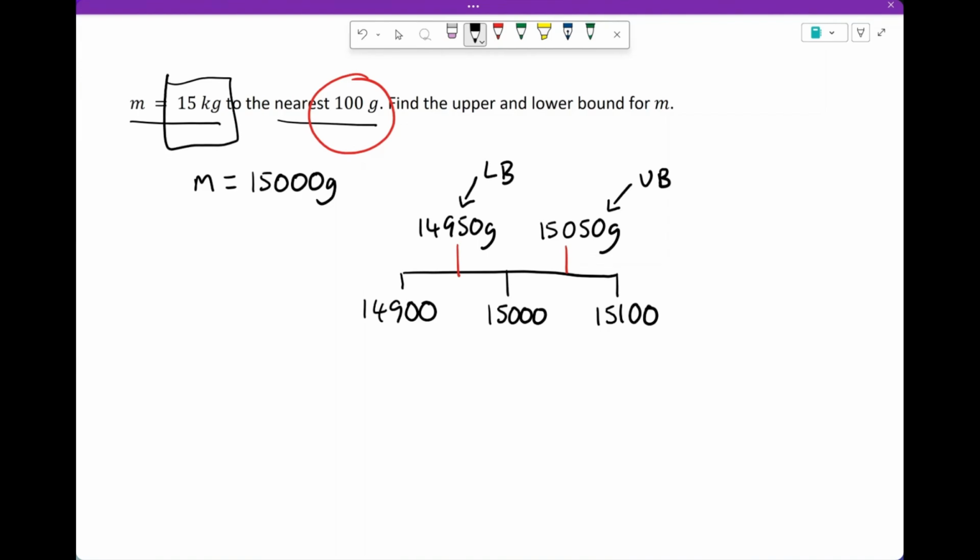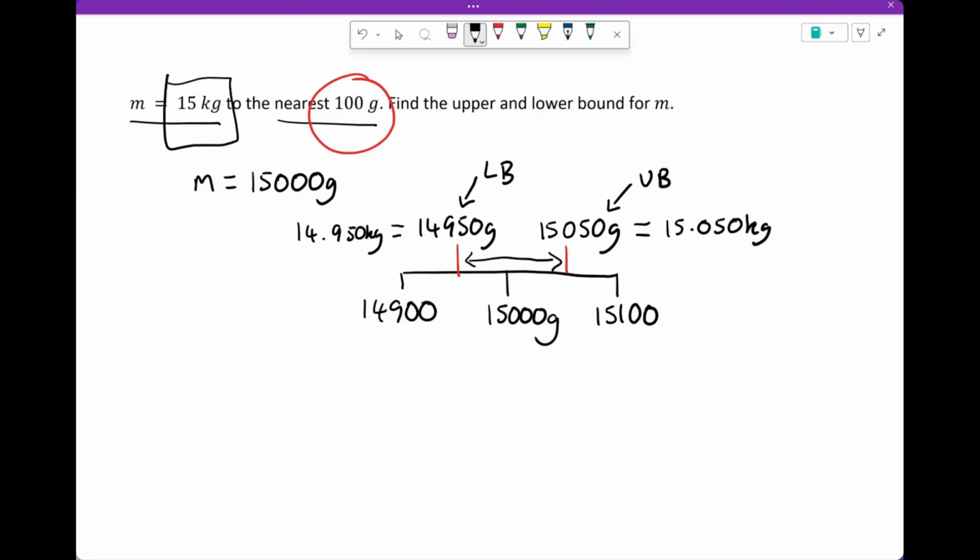So if you're writing it as kilograms, well, you need to divide by 1,000. So it would be 15.050 kilograms for our upper bound. And then for our lower bound, it would be 14.950 kilograms, like that. And the idea is any number between these two values here round to 15,000 grams when rounded to the nearest 100 grams.